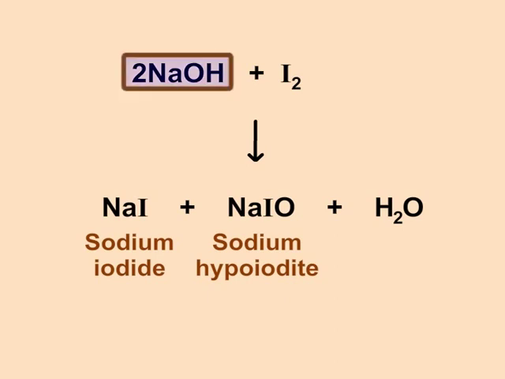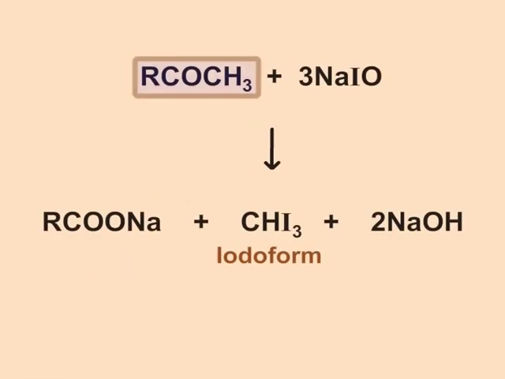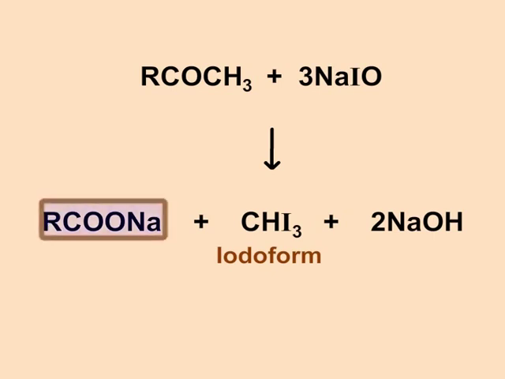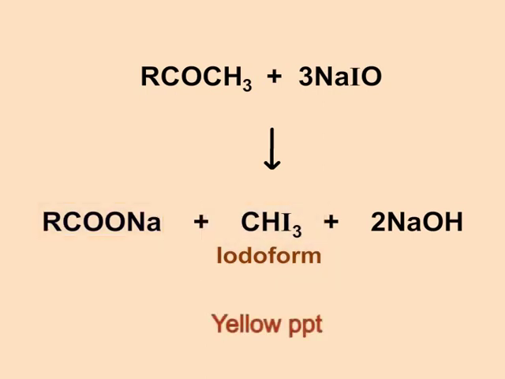Sodium hydroxide reacts with iodine to form sodium iodide, sodium hypoiodite and water. Methyl ketone, that is RCOCH3, reacts with sodium hypoiodite, NaIO, to form sodium salt of acid, that is RCOONa, iodoform, which is a yellow precipitate, and sodium hydroxide.